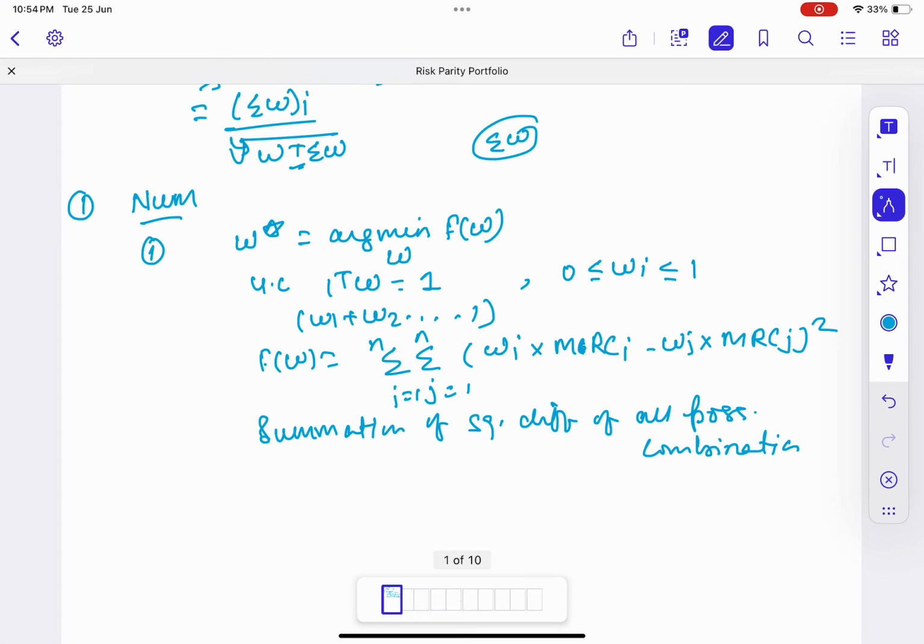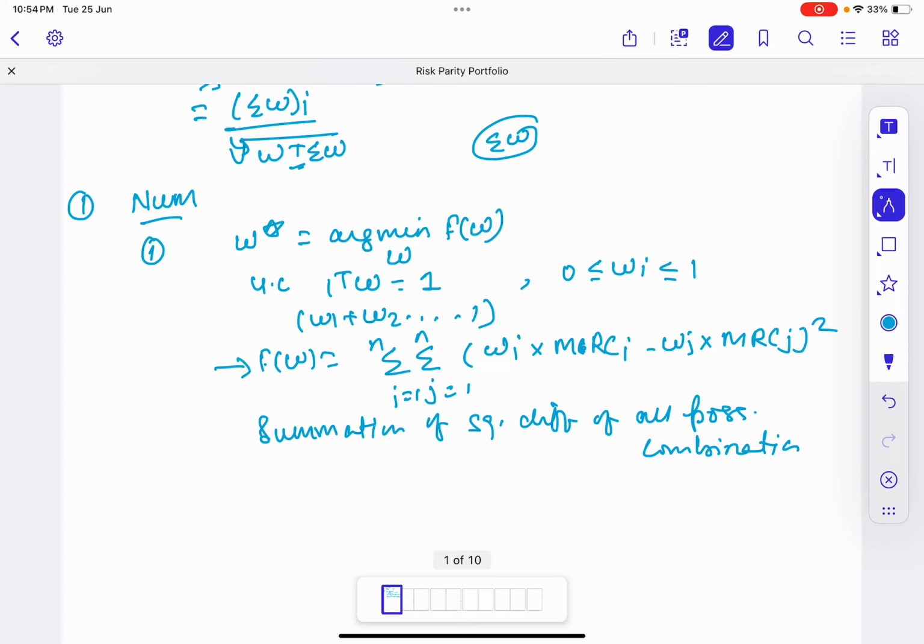You are subtracting the risk contributions of all possible combinations: RC1 minus RC2, RC1 minus RC3, RC1 minus RC4, up to RC1 minus RCn. Similarly you go for RC2 minus RC1, RC2 minus RC2, RC2 minus RC3, up to RC2 minus RCn, and then you square all the differences and sum them. So you get a term which is the objective function.